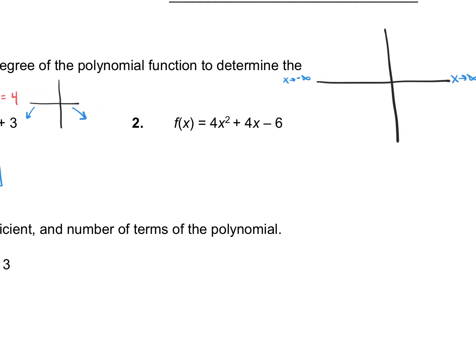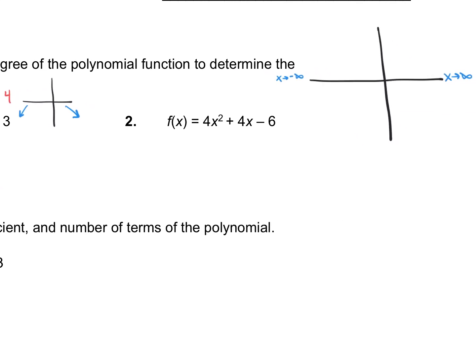All right, number 2, we have our function, and to describe it, let's first make sure it's in standard form: 4x squared plus 4x minus 6. So there's our leading term right there. The leading coefficient is equal to 4, and the degree is a 2.